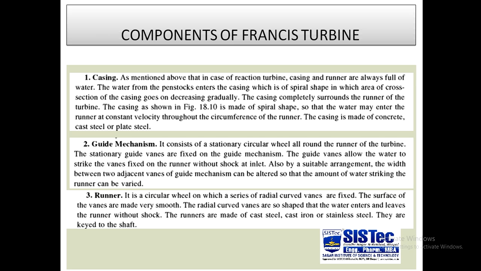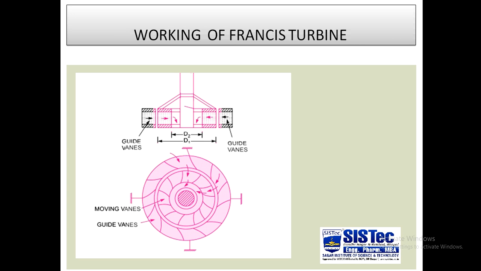Next, the third portion, that is the runner. It is a circular wheel that is mounted over the shaft, so that when the blades or vanes are moving, the runner is also moving, and due to this runner movement the shaft is moving. So the shaft is transmitting this water energy to the generator, the so-called electricity production system. The runner is generally made of steel or iron, and they are guided over the shaft. This diagram will show you the working principle of this Francis turbine.